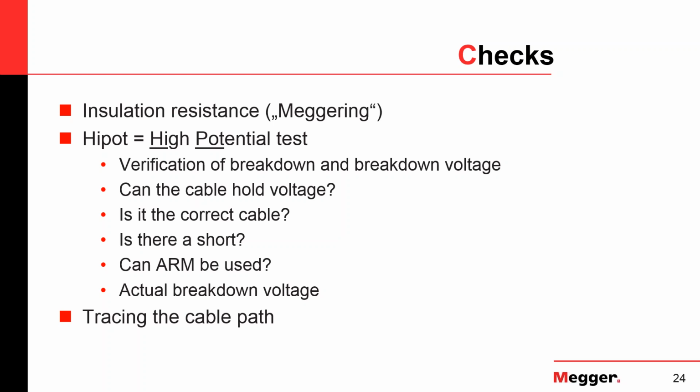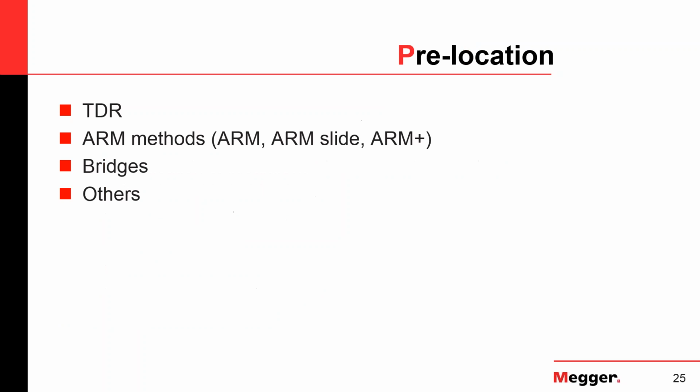And of course, you determine the actual breakdown voltage, which later is important because all the high voltage techniques that you are using are based on that value, because you have to exceed that value to actually make the method work. And of course, as I said, as a recommended step, you can trace the cable. But if you are confident that your maps are accurate and there's no surprises waiting for you, it's not a must-have. So pre-location, we're in that pink box.